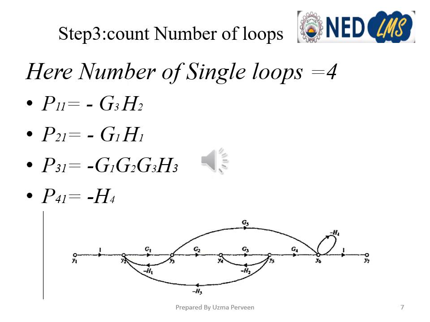So in this diagram you can see that we have 4 single loops. The first one is P11, that is minus G3H2. I have taken this as first loop. P21 is minus G1H1. This is the second loop. The third loop is the bigger one, which is actually G1, G2, G3 and H3, with a minus sign with H3. And the fourth loop is minus H4, which is a self loop. So here we have 4 single loops.